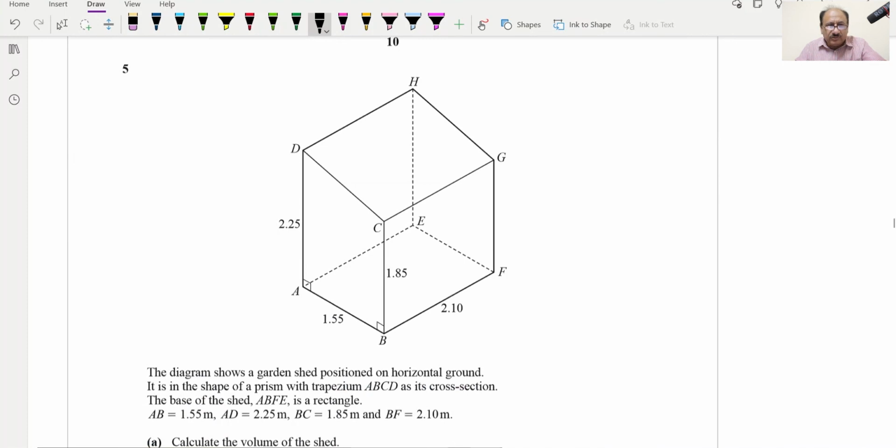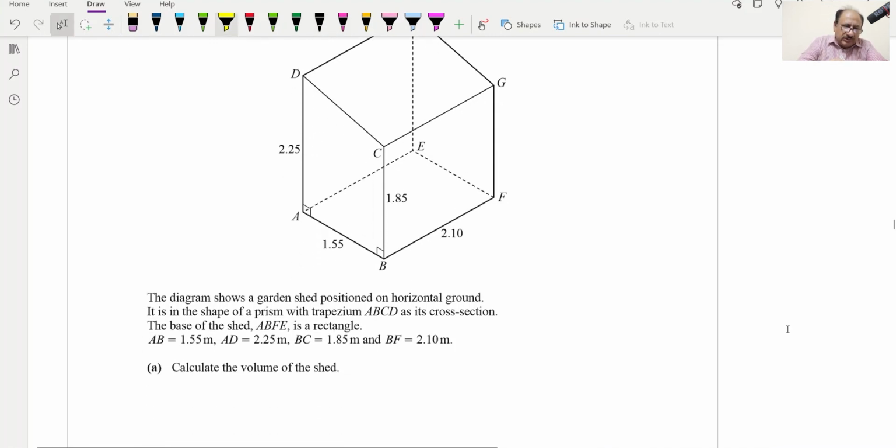Now next, question number 5. Question number 5 says, it's a little tricky, but it's not very complicated to understand. This is a three-dimensional drawing. They are saying the diagram shows a garden shed positioned on horizontal ground. It is in the shape of a prism with trapezium ABCD as its cross section. The base of the shed ABFE is a rectangle. AB is equal to this. BC, CD, BC and BF are also given. Calculate the volume of the shed.